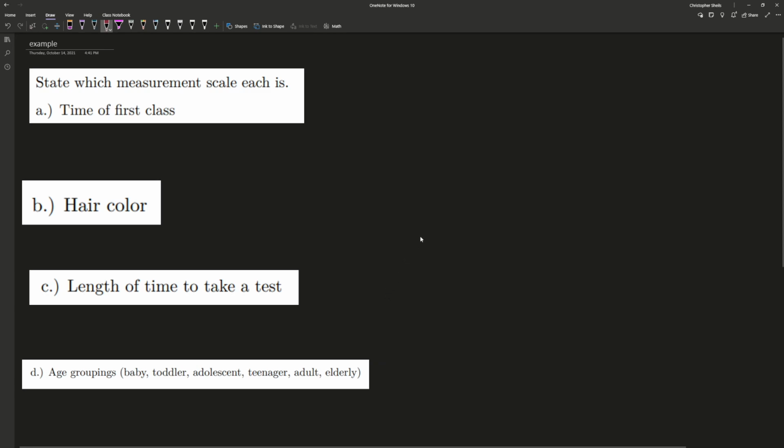So let's try to state which measurement scale each of these is. The time of our first class. So time is a number. Now we have to ask ourselves, what does a 0 represent in terms of time? Does a 0 represent no measurement? No. A 0 just represents midnight whenever we're talking about time. This means that this is interval data.